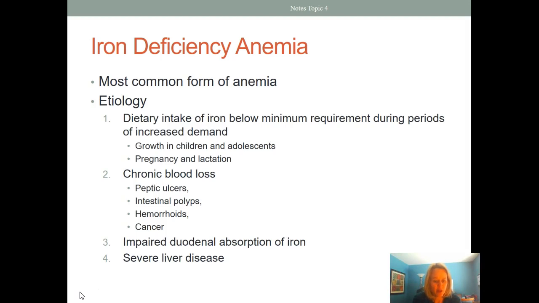Number 2, chronic blood loss. Remember, we're losing small amounts of blood and thus iron. This can occur with peptic ulcers, intestinal polyps, hemorrhoids, cancer, or we could have impaired duodenal absorption of iron in some conditions such as Crohn's disease. This could also occur with severe liver disease, where the liver is damaged and we don't have as many stores of ferritin.